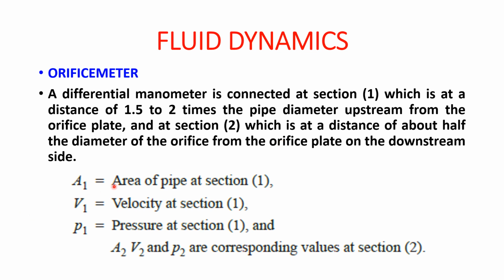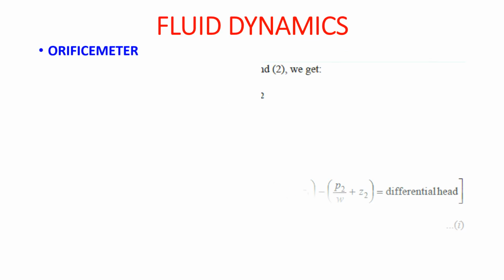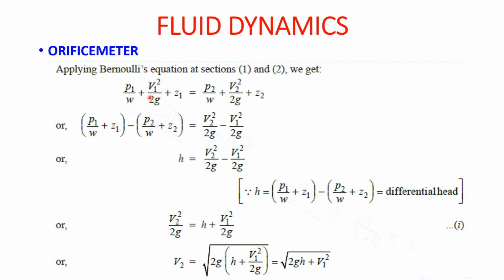Consider the area of the pipe at section 1 as A1, V1 the velocity at section 1, and P1 the pressure at section 1, and similarly A2, V2 and P2 are the corresponding values at section 2. Then consider the solution now for the derivation. These types of systems are applications of Bernoulli's equation, so first always consider Bernoulli's equation. Applying Bernoulli's equation at sections 1 and 2 we get the equation.